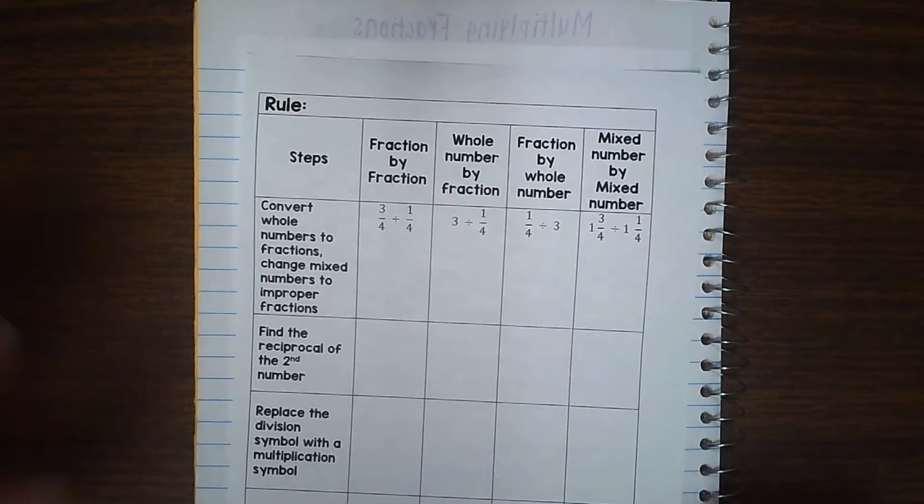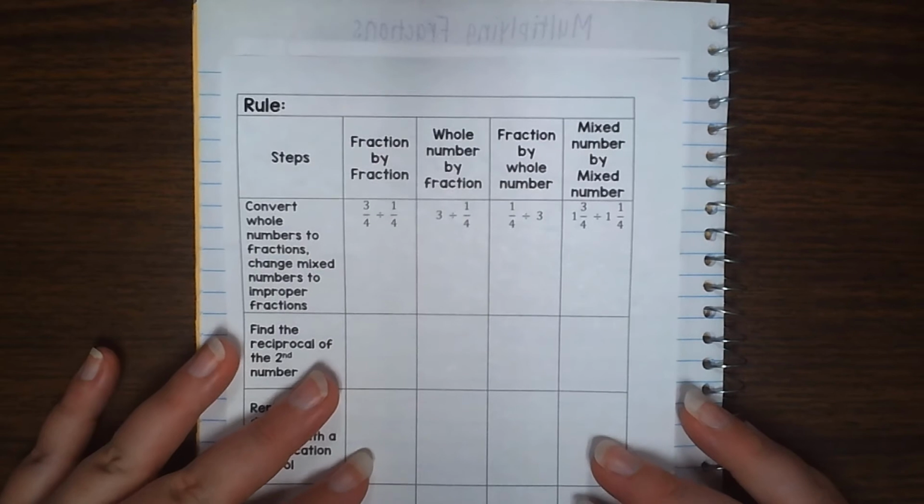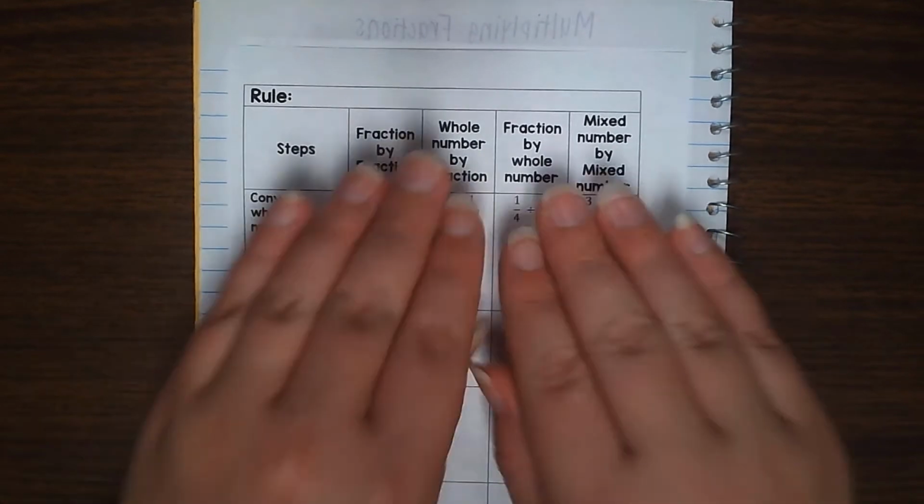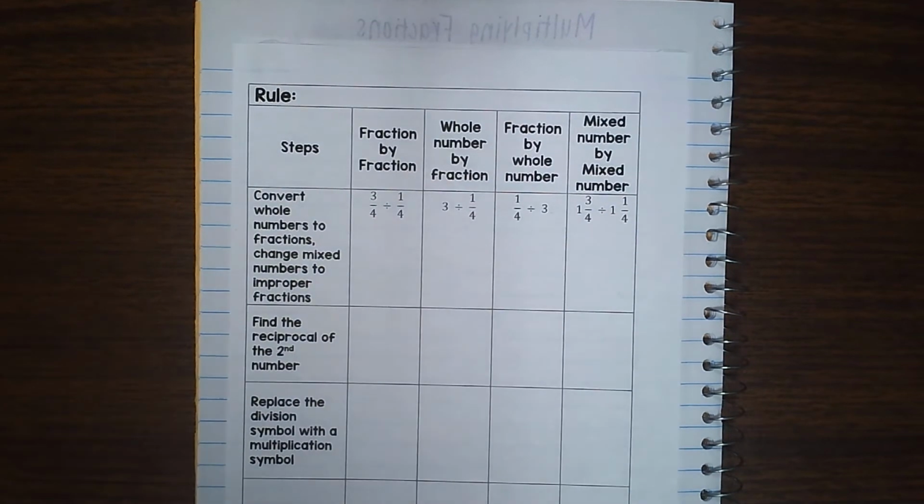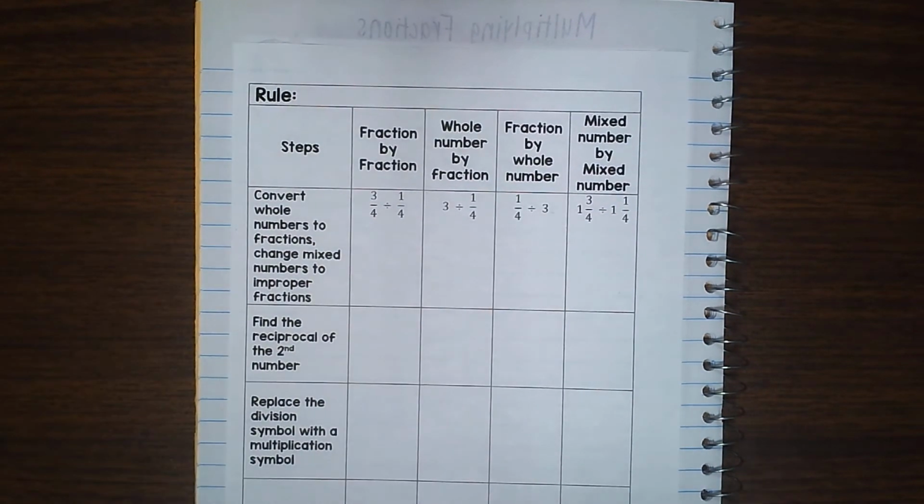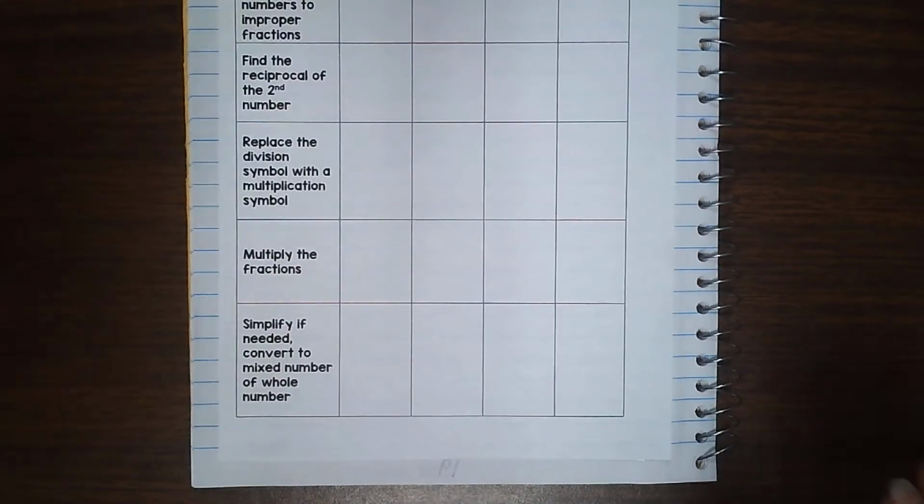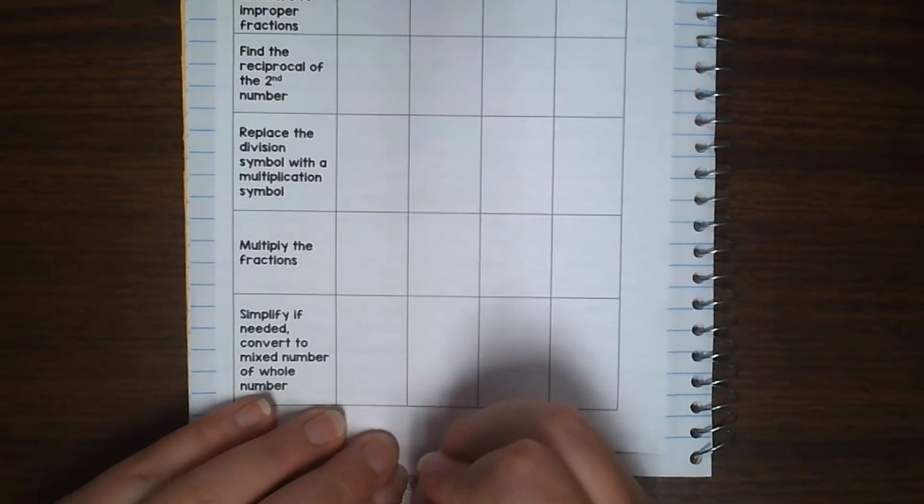Alright, today we're going to be dividing fractions. So you have just a half sheet. We're going to glue that down in our notebook. And this is on page 20. So down at the bottom, we're going to write 20.